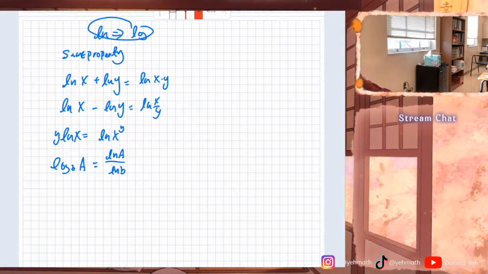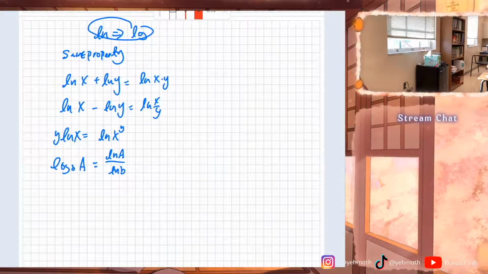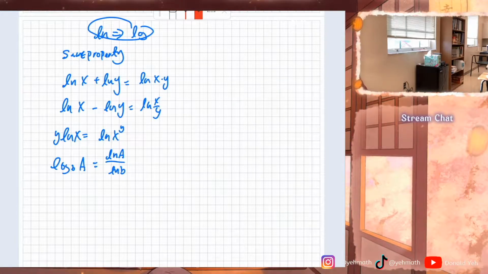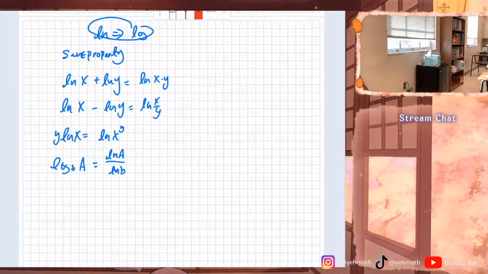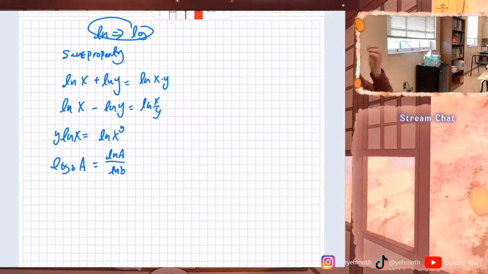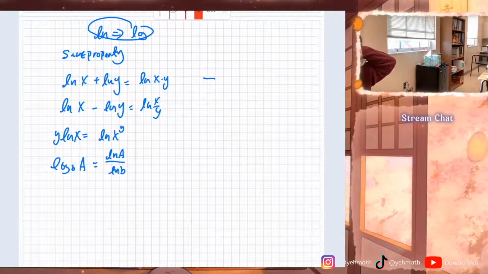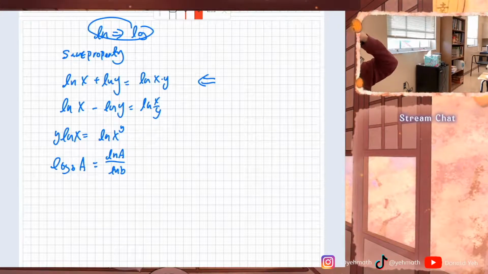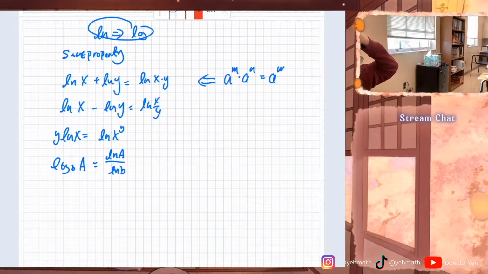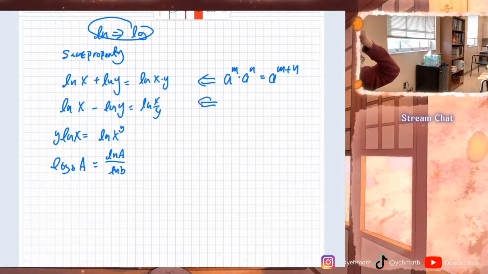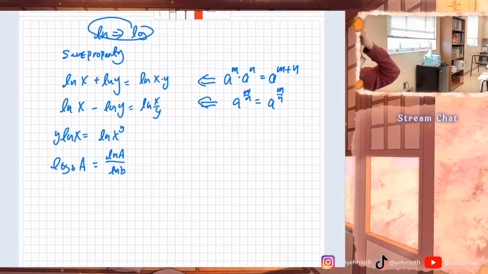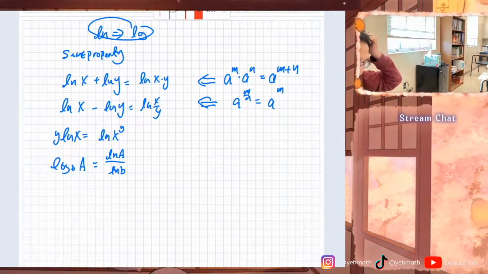So they are the same property. Natural log of x plus natural log of y equals natural log of x times y. Natural log of x minus natural log of y equals natural log of x over y. y times natural log of x equals natural log of x to the y power. And log base b of a is equal to natural log of a over natural log of b. And this is due to the exponential form that's coming from here. Remember, a to the m times a to the n is equal to a to the m plus n. And a to the m divided by a to the n, oops, not m over n, is a to the m minus n.